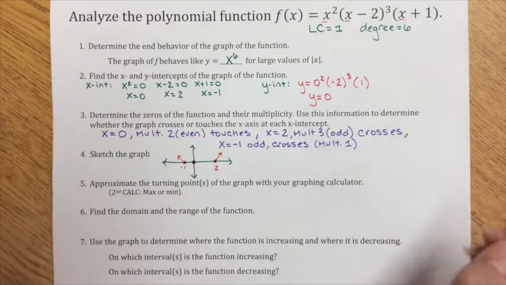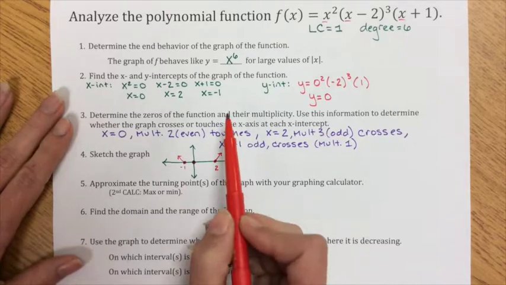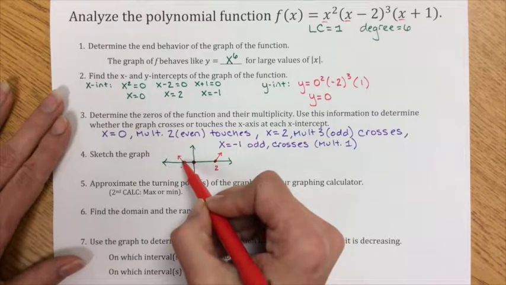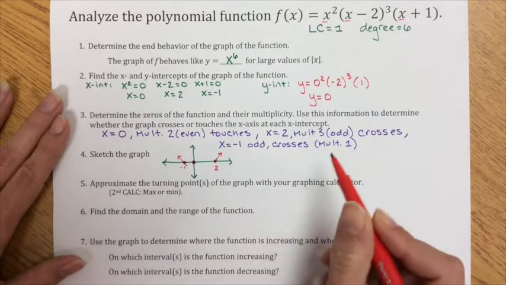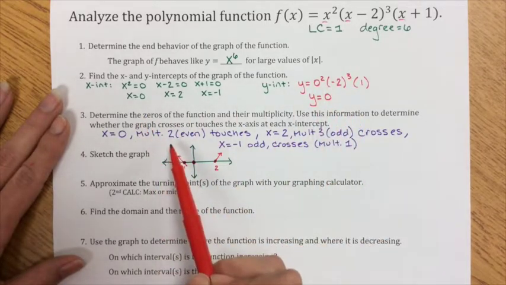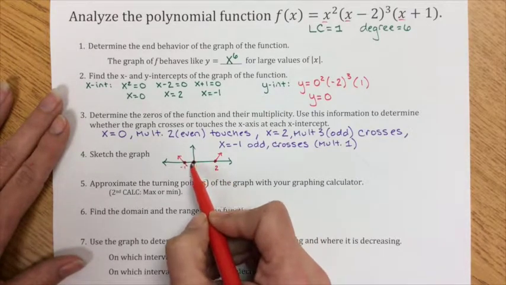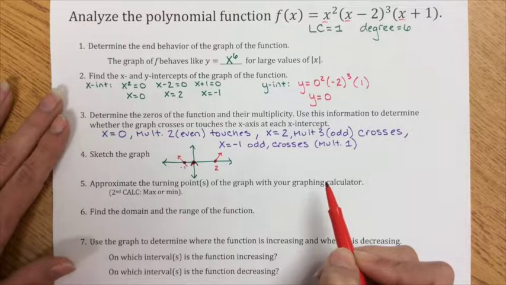Now let's go to each individual zero. I'm going to start on the left with x equals negative 1. That has a multiplicity of 1, so we know it's going to cross like a line. Next, we have x squared, which has a multiplicity of 2, which means right here we are going to have parabolic behavior. It's going to look a little bit like a parabola.